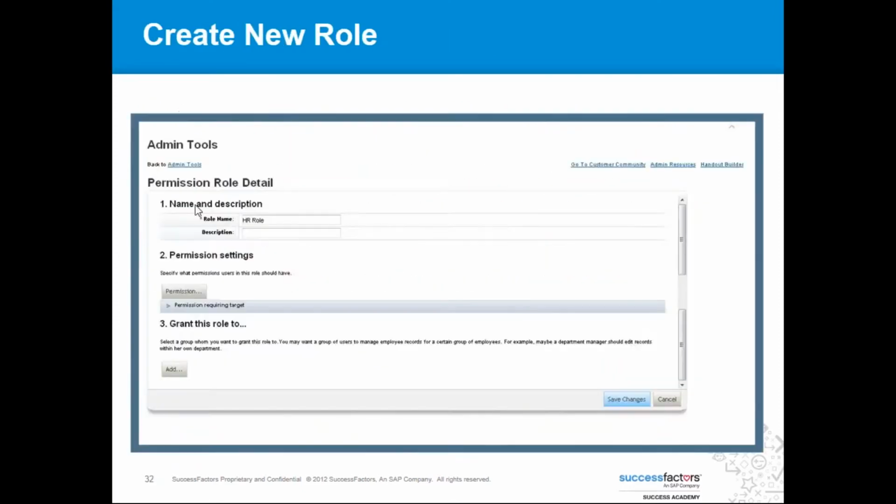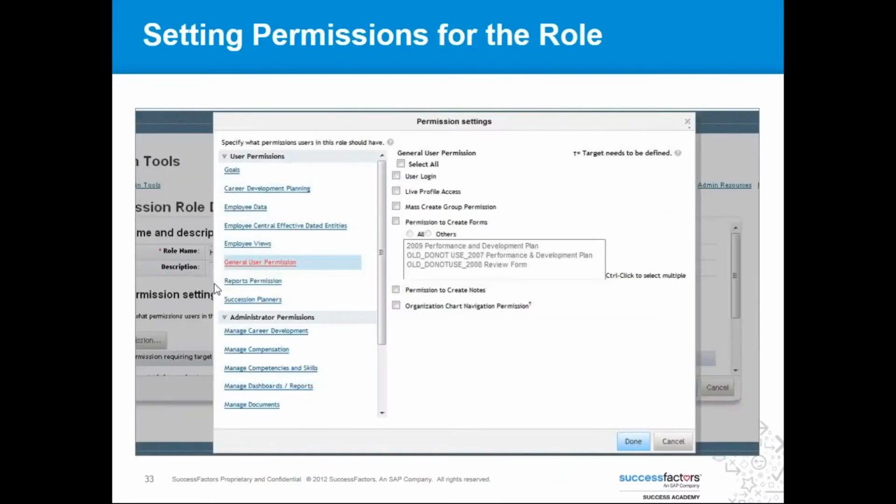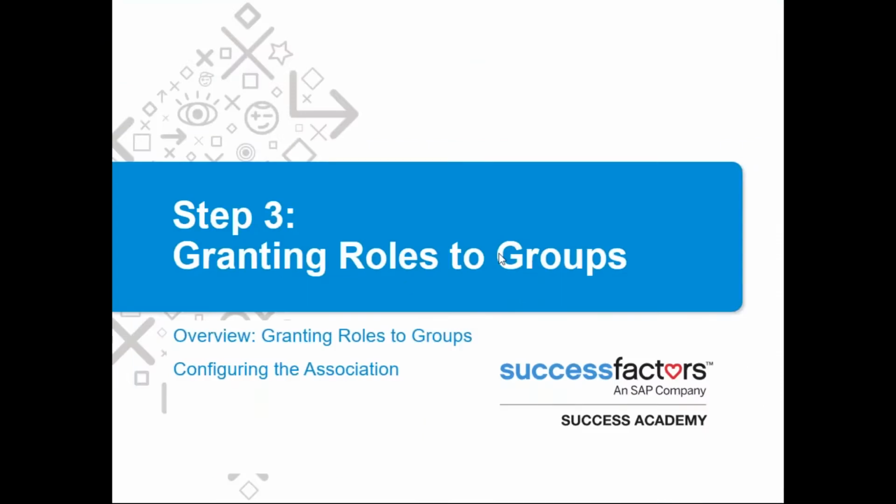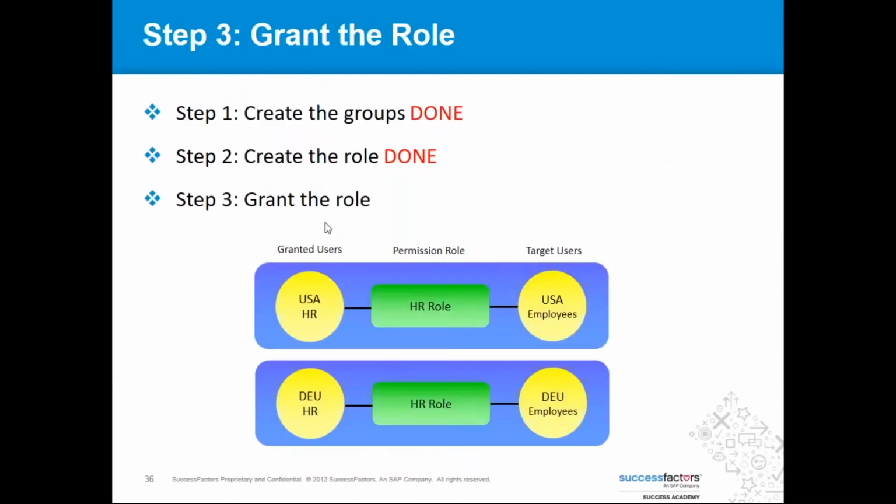Then in this window, there are 3 parts: giving the name of the role, clicking on the permission button where the pop-up appears and you select the checkboxes, and finally granting. When you click on this permission button, you have 2 categories, user level permissions and admin level permissions. Any module you select, you get the relevant checkboxes. And finally, how do you do the granting of these roles to the groups?